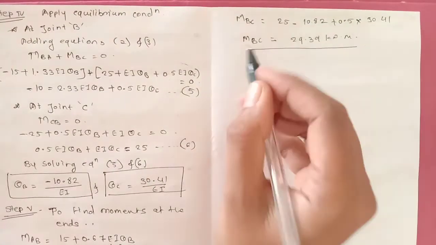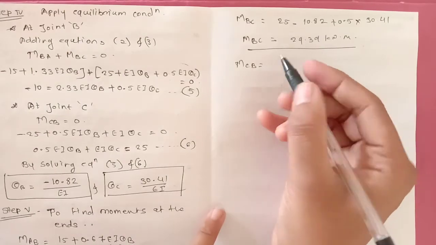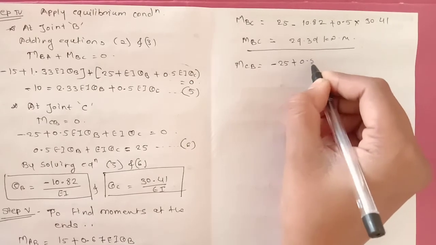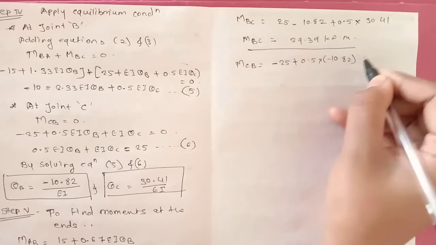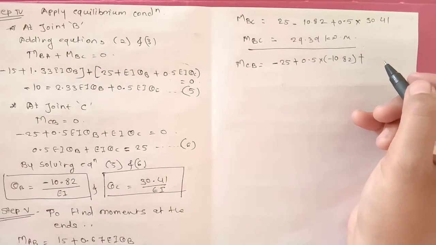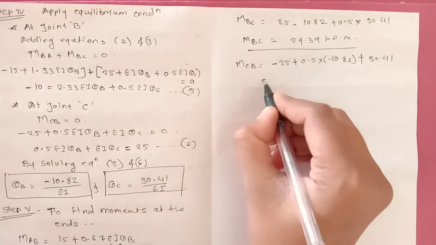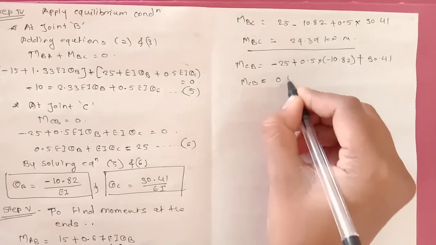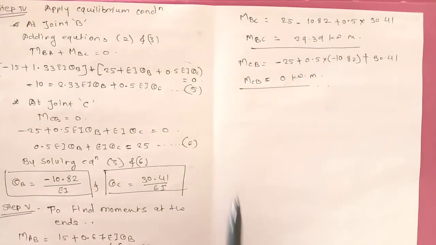Okay, and then the last member, member CB, that is equation number 4. The fourth equation is minus 25 plus 0.5 EI theta B, where the theta B value is minus 10.82, plus EI theta C. The theta C value is 30.41. Okay, so from this we get the end moment for member CB as 0 kilonewton meter. Then next, put these values in the bending moment diagram.